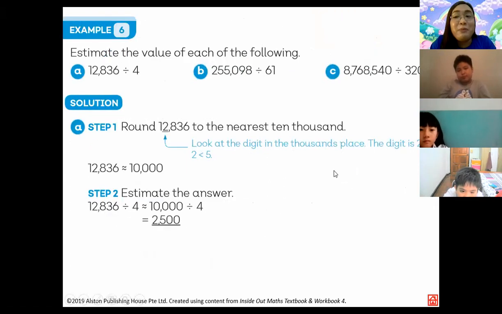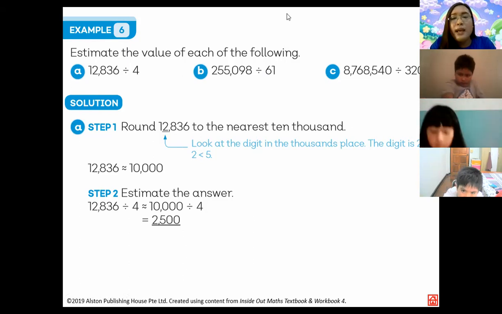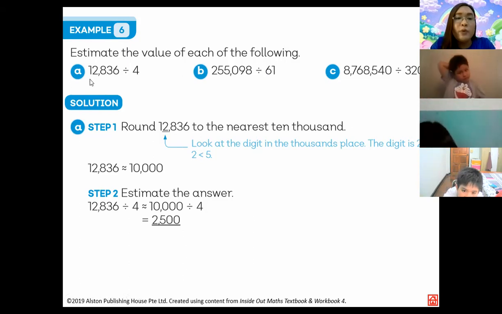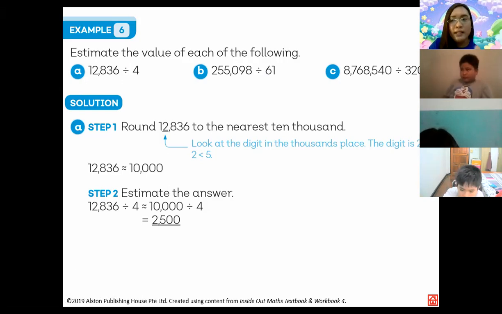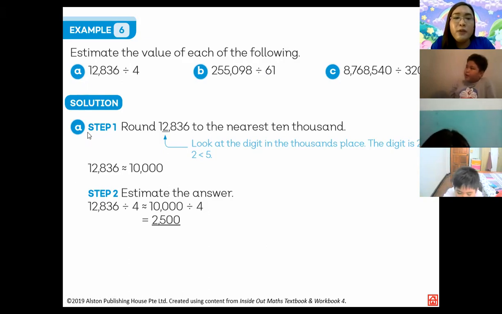Before we proceed to the next exercise, let's proceed to example number 6 first. For example number 6, class, estimate the value of each of the following. We have letter A, letter B, and letter C. This is division; the previous one was multiplication. Here's the solution for letter A, step number 1: round 12,836 to the nearest 10,000.